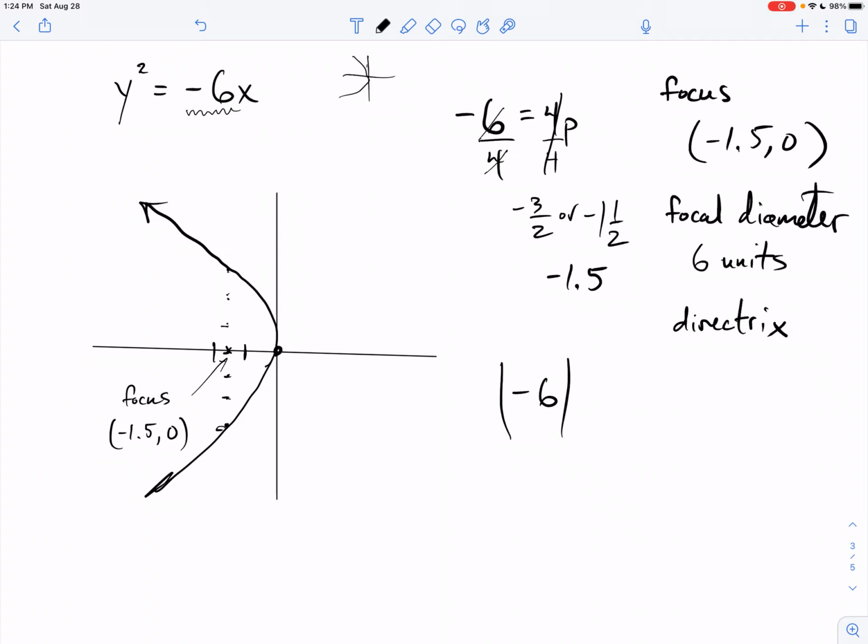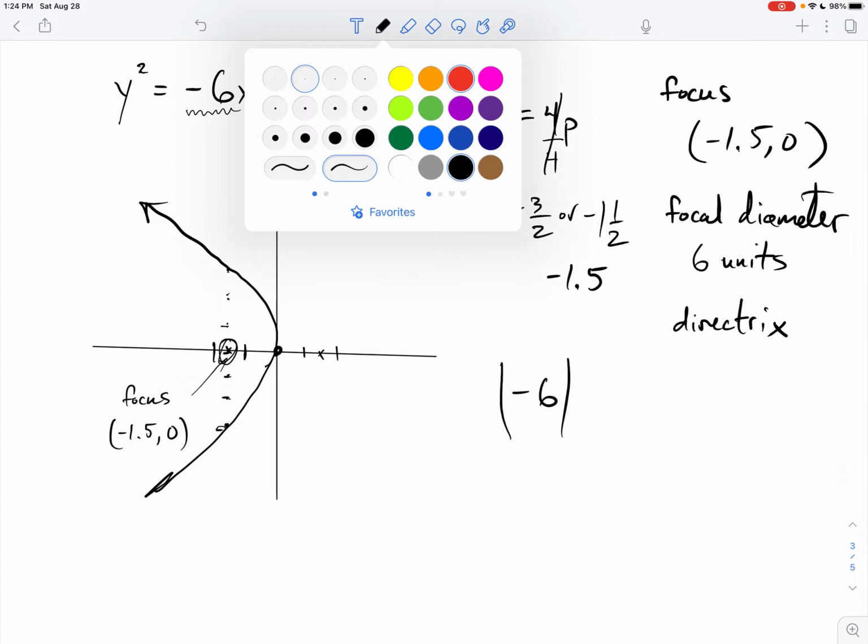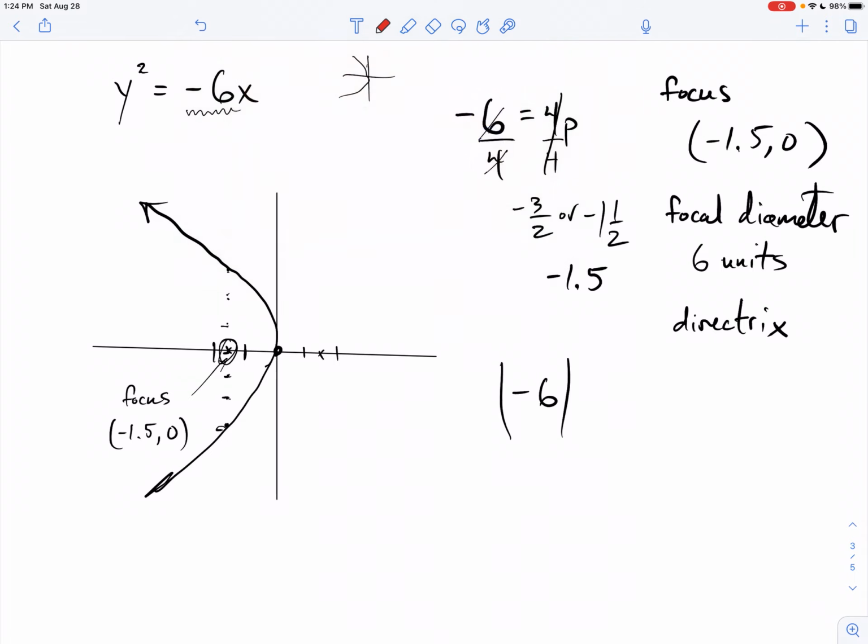Well, the directrix is the exact opposite of the focus. So since my focus is at negative 1.5, my directrix will cross at regular 1.5. And that would mean my directrix would come down through here. Come on, straighten out. Okay, it's not going to straighten out. But you get my point. My directrix would be at x equals 1.5. That is done. We're done.